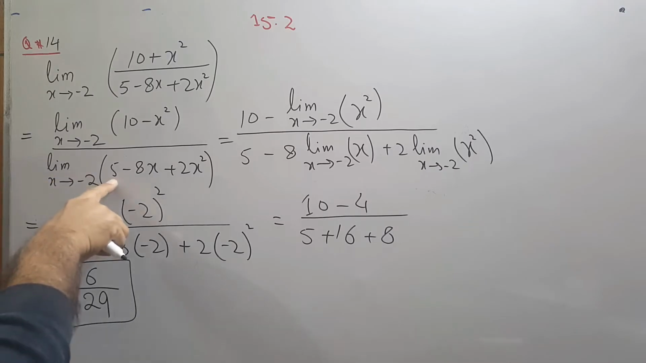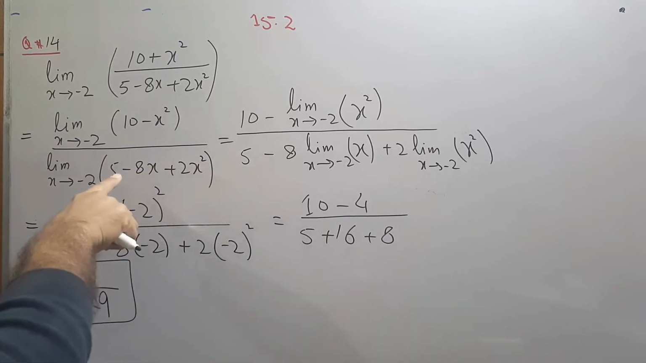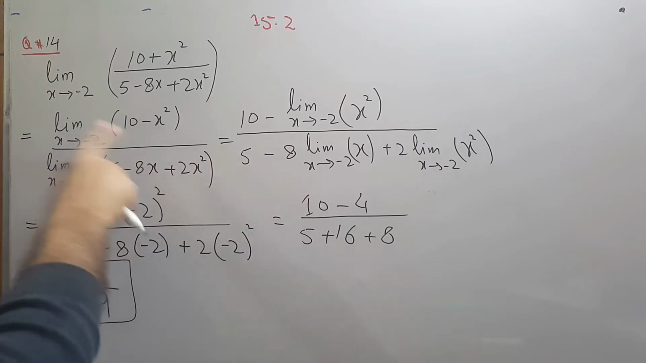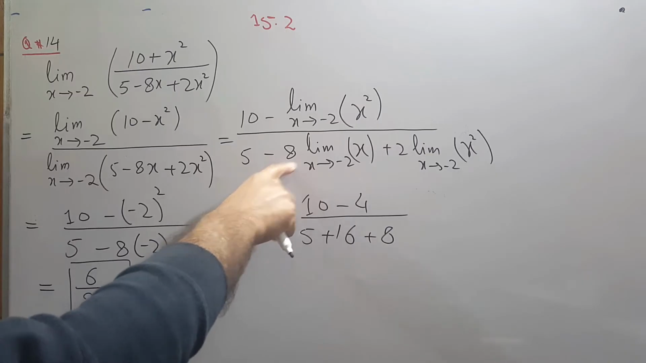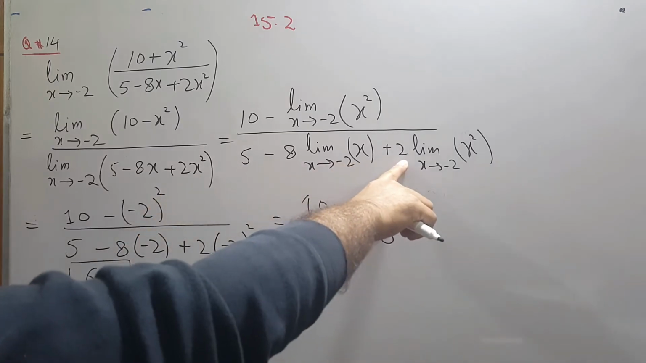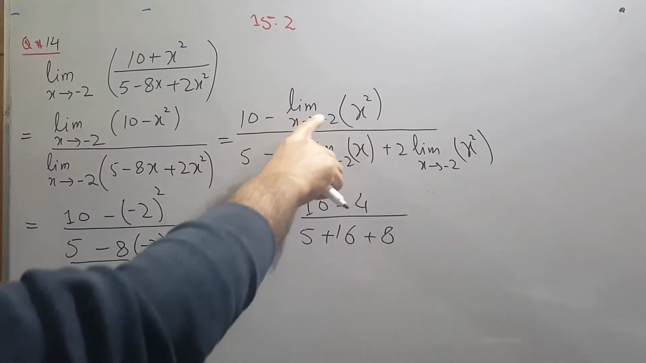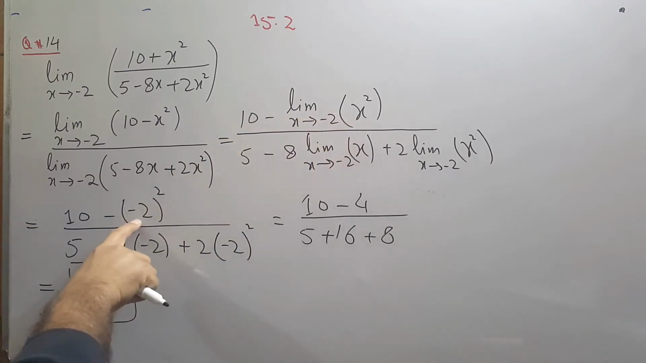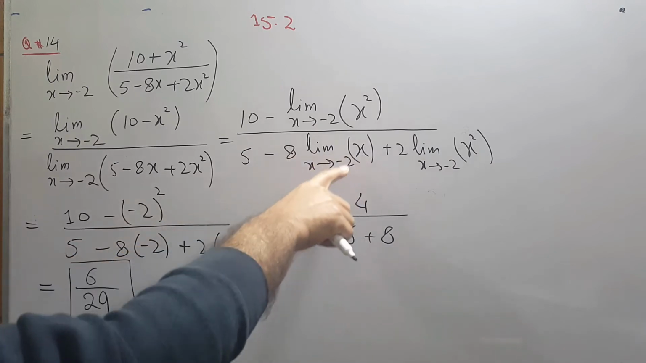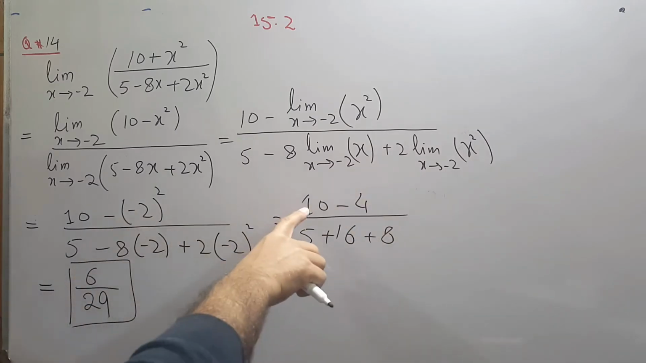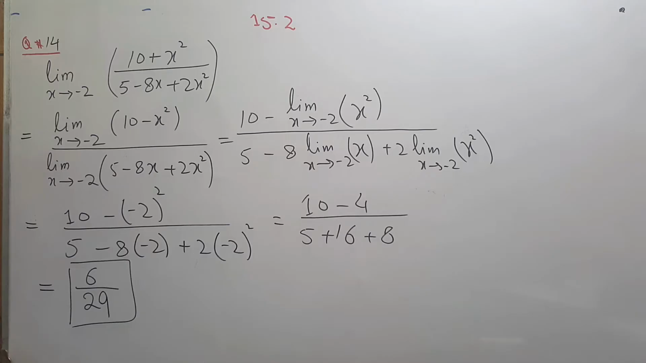Now the next thing is this one. So 5 is a constant, we take it out. And then minus, this is 8x. So from the rules, the constant comes out of the limiting value, and apply the limit on the variable x. Similarly, from 2x square, we take out 2 and apply the limit on the x square. Now simply apply the values. 10 minus, instead of x, we will write minus 2 whole square, and then 5 minus 8 times, instead of x, minus 2 plus 2, and x square is minus x. So if you calculate, this gives you 10 minus 4, and 5 plus 16 plus 8, and that gives you 6 over 29.